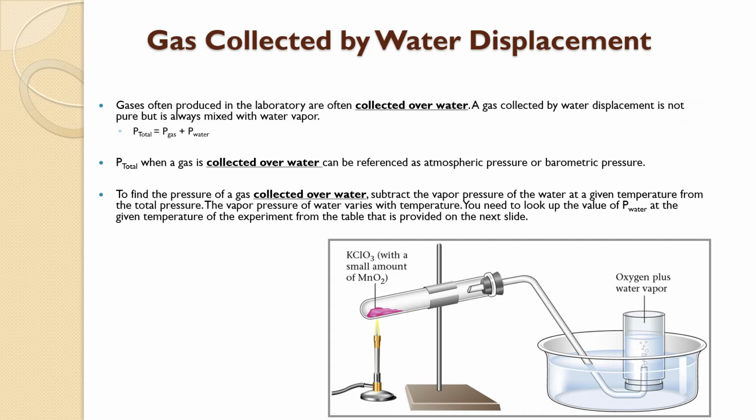To find the pressure of a gas collected over water, subtract the water vapor pressure at a given temperature from the total pressure. The water pressure varies with the temperature. You need to look up the value of the P of water at a given temperature of the experiment from the table that is provided on the next slide.